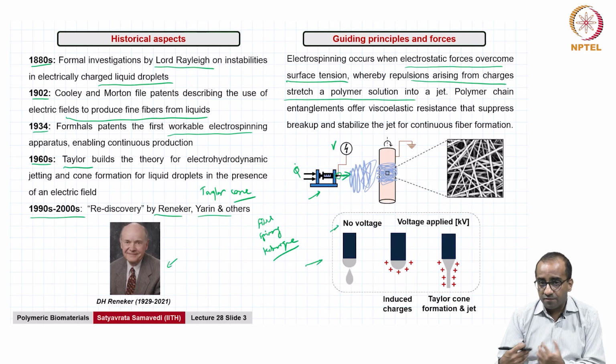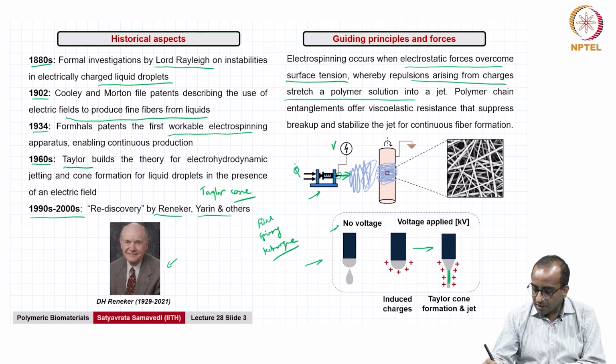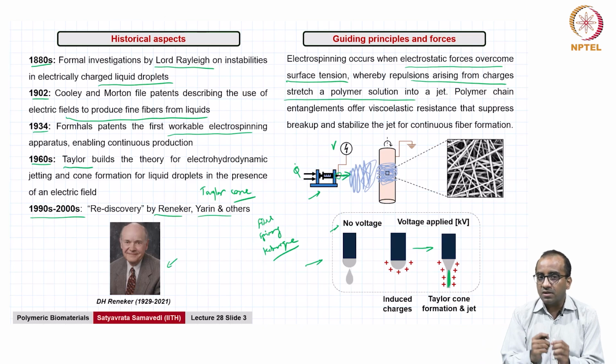where if you have no voltage applied, you largely get a droplet for the polymer solution, and this keeps dripping. But as you apply voltage and you keep increasing the voltage, you now have induced charges, and eventually when the electrostatic repulsions overcome the surface tension, and that's the key in electrospinning, you start to get this jet that emanates from the tip of the cone.